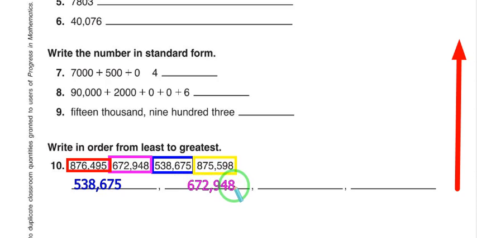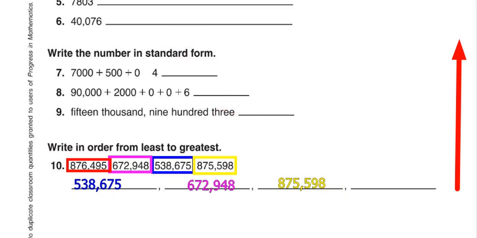The one that comes next is the yellow one. So what do we have in yellow? We have 875, comma, 598. How do we read this number? This number is read as 875,598.